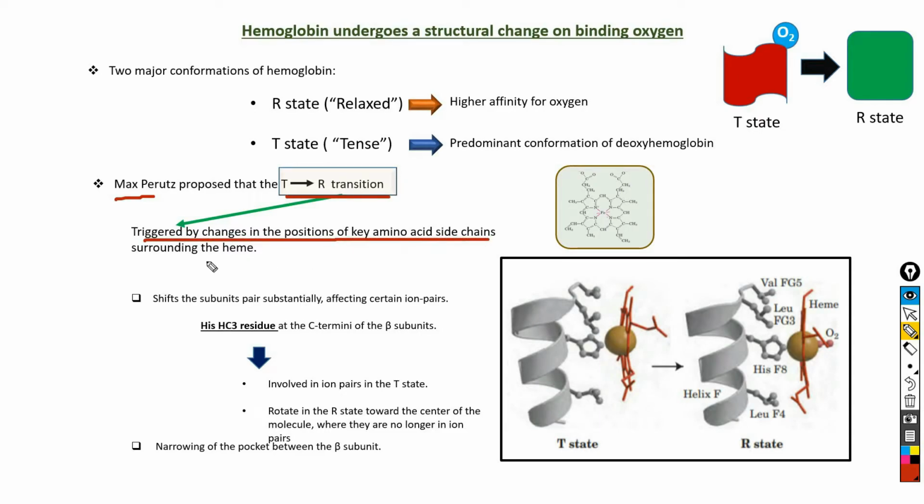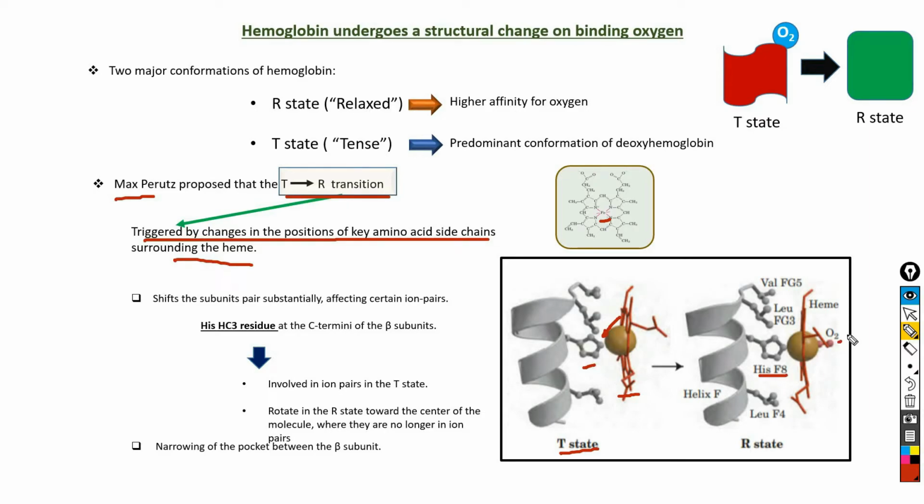Max Perutz proposed that the T to R transition is triggered by changes in the position of key amino acid side chains that surround the heme. Heme is a complex organic ring structure called protoporphyrin. In protoporphyrin, a single iron atom is bound in the ferrous state. So in the T state, the porphyrin ring is slightly puckered. That causes the heme iron, which is represented by the ball, to protrude somewhat on the proximal His side. And here the proximal His is His F8.